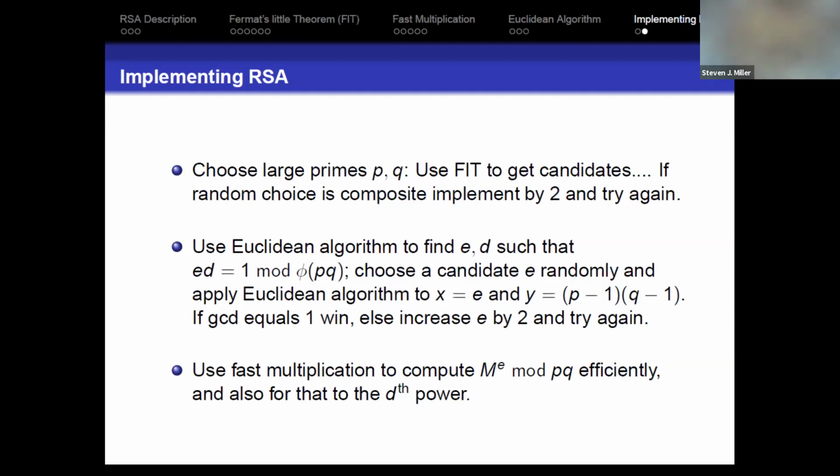So if E and P minus 1, Q minus 1 are relatively prime, then the A and the B I get from the Euclidean algorithm, actually I only care about the A, that will be my D. So now take D equals A.